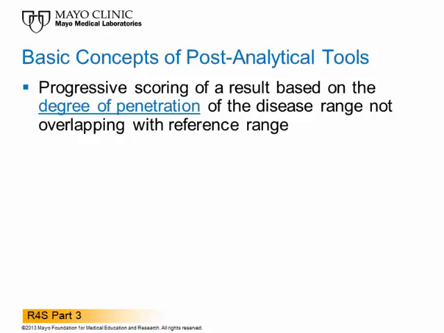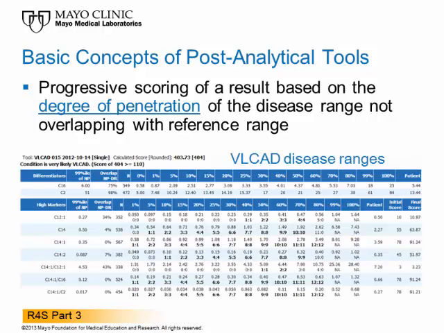Another critical difference between a cutoff-based protocol and the post-analytical tool is a progressive scoring of individual results on the basis of two integrated dimensions: the degree of overlap between reference and disease range, a concept that was illustrated in an initial presentation of this series, and the degree of penetration within the portion of a disease range that does not overlap with a reference range. To elucidate this concept, we will use again VLCAD deficiency as a model. The column showing the actual results of this patient is highlighted on the right side.